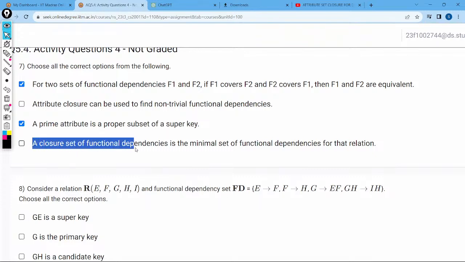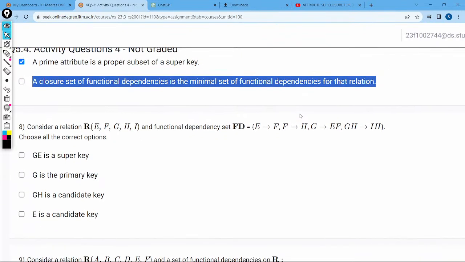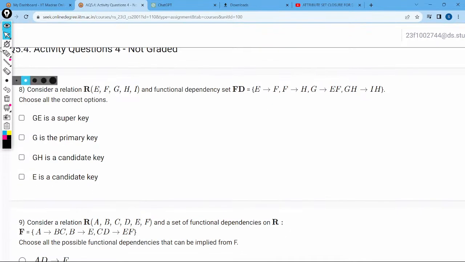A closure set of functional dependency is the minimal set of functional dependencies for that relation. No, it is not. Closure set is an exhaustive set of the functional dependencies. Consider a relation with the following attributes and functional dependencies.